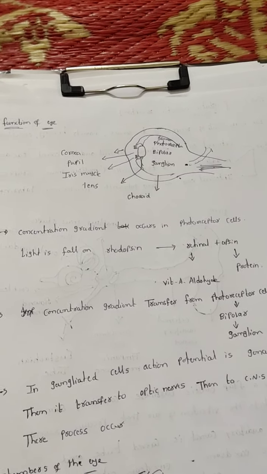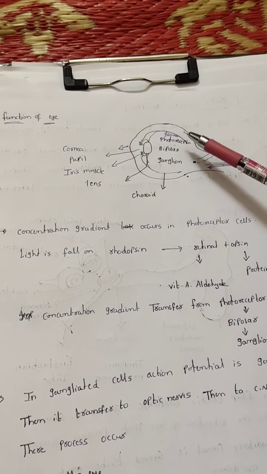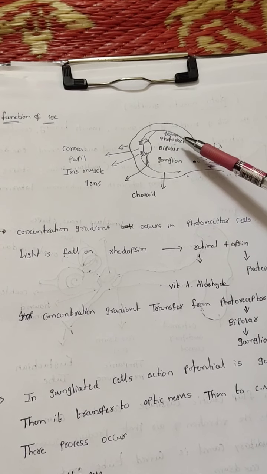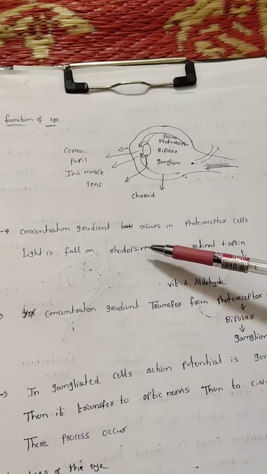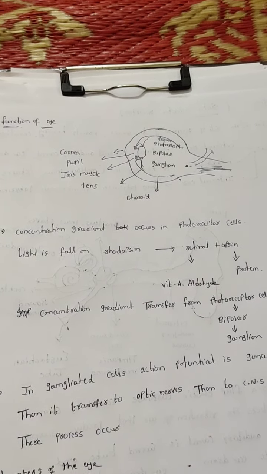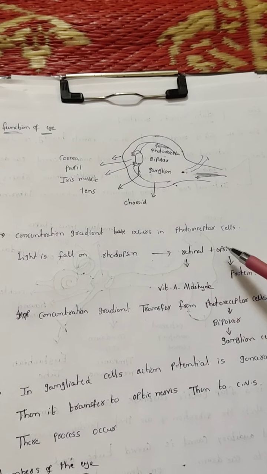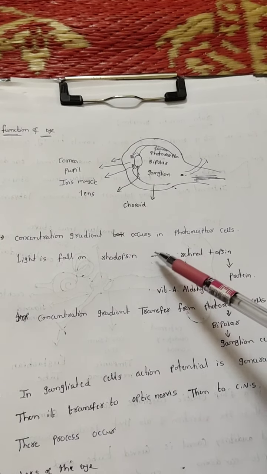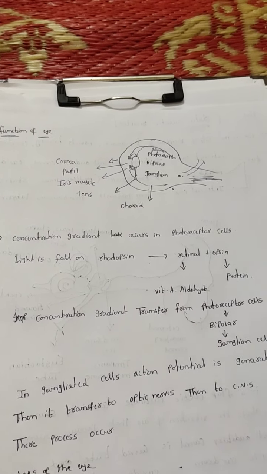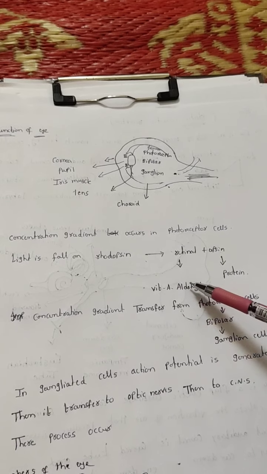Now see here, first what I said, here the concentration gradient is started. Here in rods they have a protein that is called rhodopsin. When light falls on rhodopsin, it breaks down to retinol plus opsin. Now this breakdown process is called bleaching. Now what is retinol? Vitamin A aldehyde.